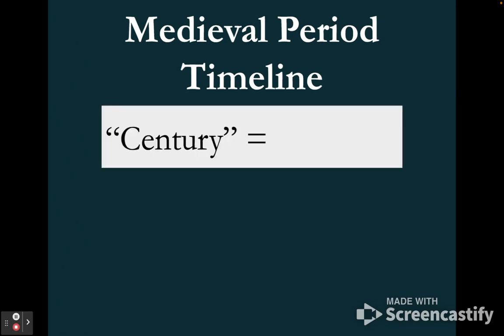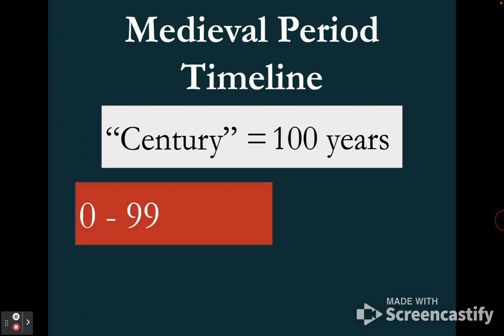First of all, when I say a century, what that means is a 100-year period. So 1 century is 100 years. Half a century is 50 years. We describe periods of 100 years as centuries and give them specific names.